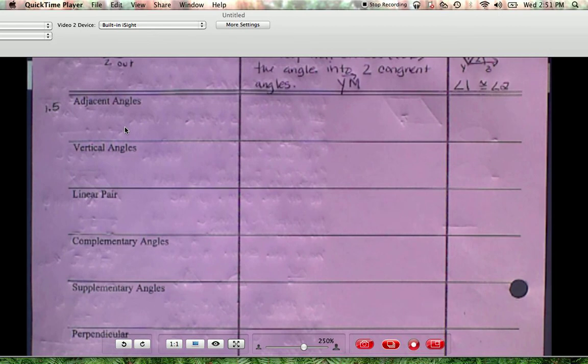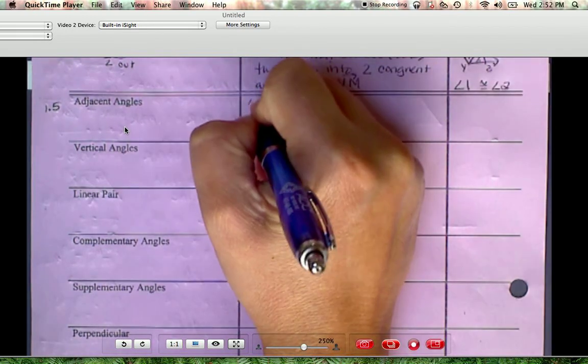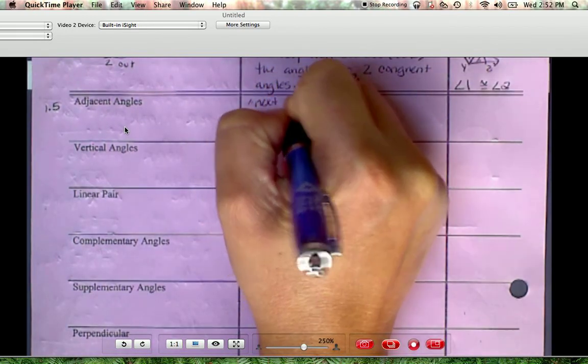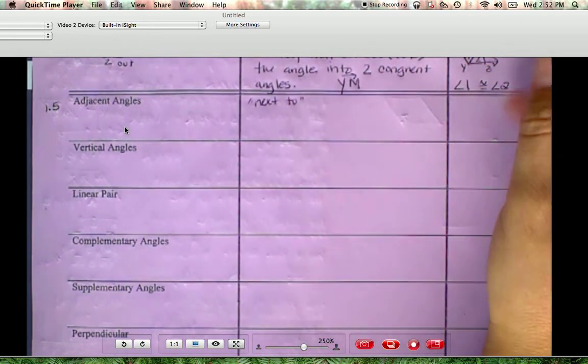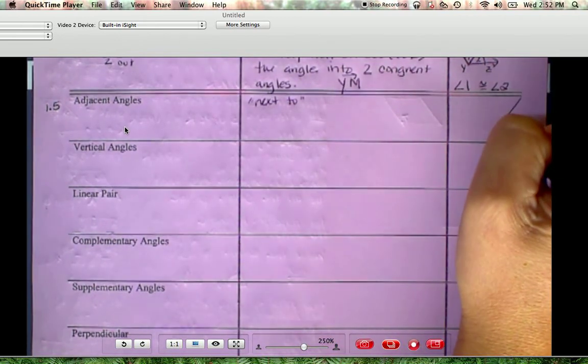Adjacent angles. Think back to what adjacent means to you. When have you ever heard adjacent? You might think about your neighborhood: you live adjacent to your neighbor. Adjacent simply means next to. So when we talk about adjacent angles, we're talking about two angles that are next to each other.